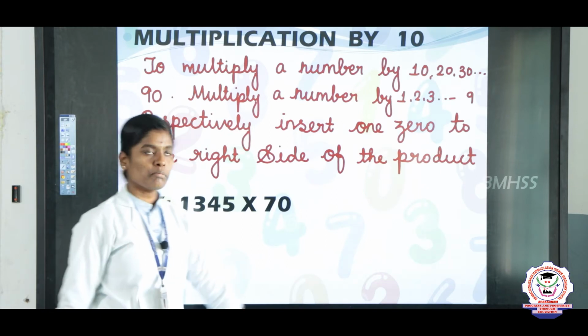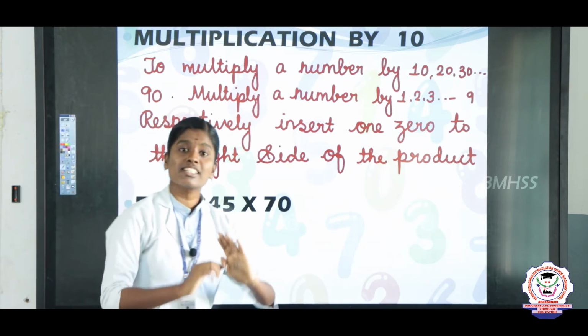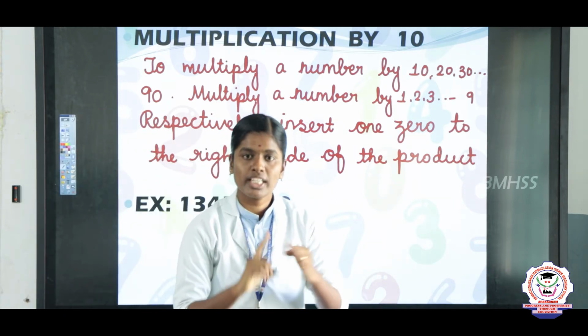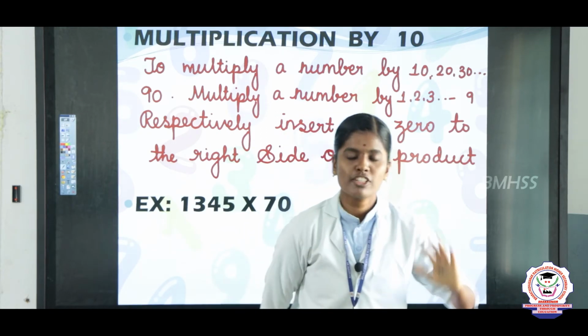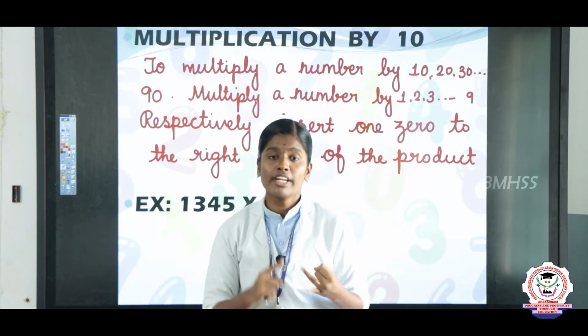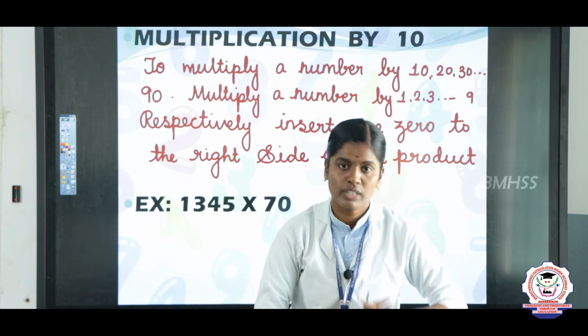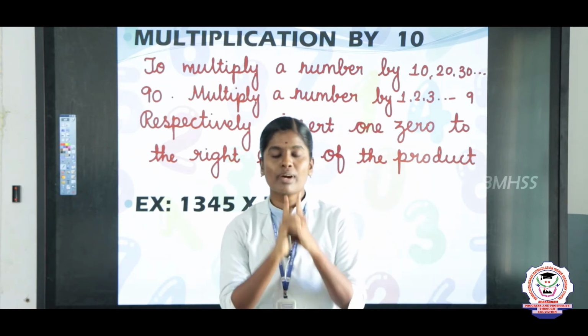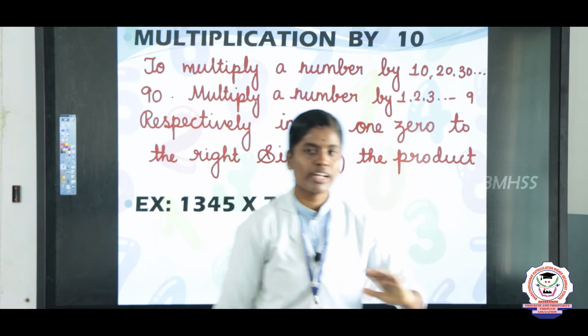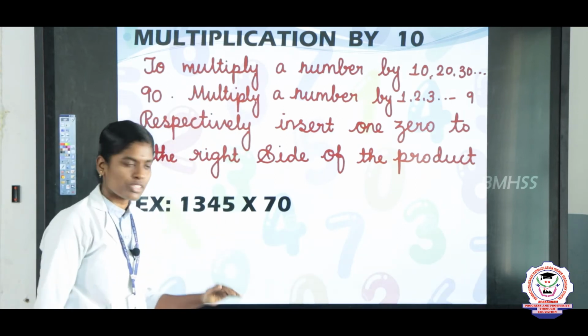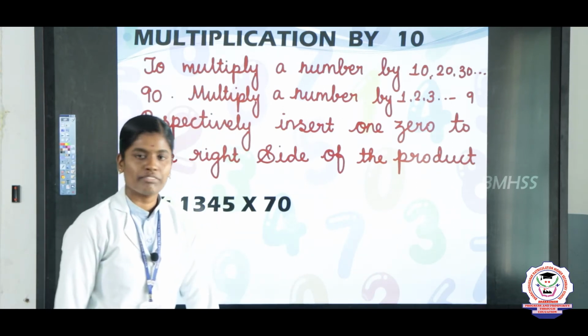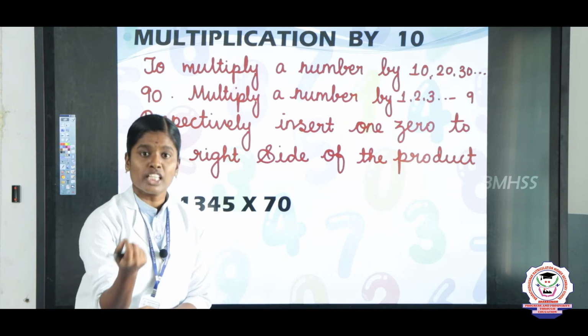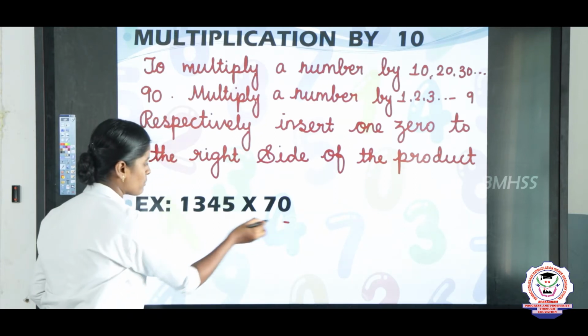So, listen children, multiplication by tens. Tens form means 10, 20, 30 up to 90. First you should multiply a number by 1, 2, 3, 4, 5, 6 up to 9. Then finally, you should insert 1 zero to the right side of the product. So, for example, here we have the question 1345 multiplied by 70.